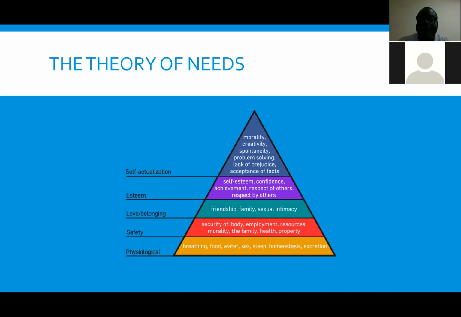Sleep, homeostasis, and excretion are basic. So we have more, we'll add more. Let's jump to safety needs. We have security of body, employment, resources, morality, the family, health, and property.